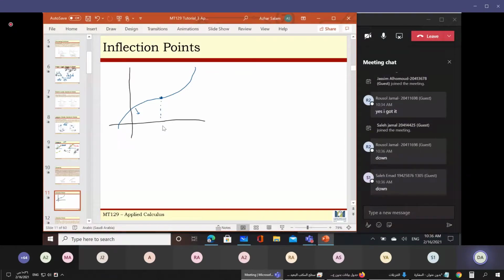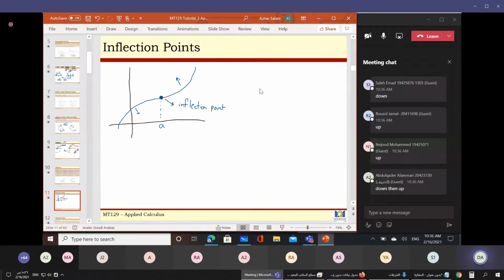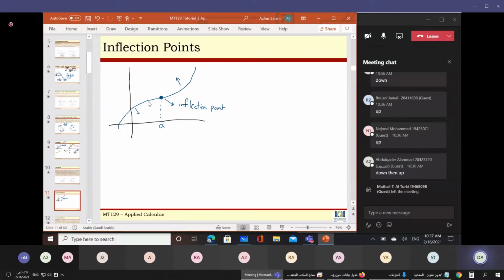After this point, let's say that it's A, is it concave up or down? When I draw a tangent here, the function lies above the tangent. Yes, it will be up. This is down and this is up. This point A, I call it an inflection point, نقطة تحول للتقعر. Inflection point means that the function changed from concave down to concave up, or from concave up to concave down.